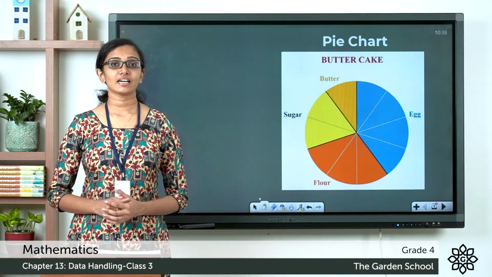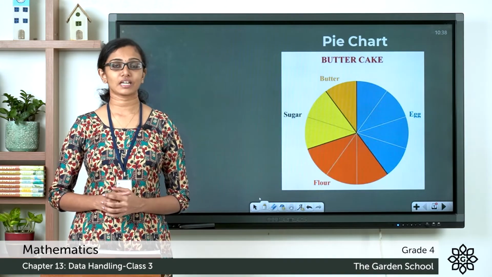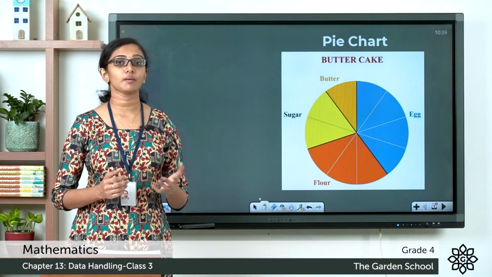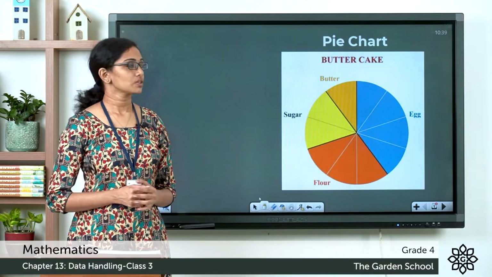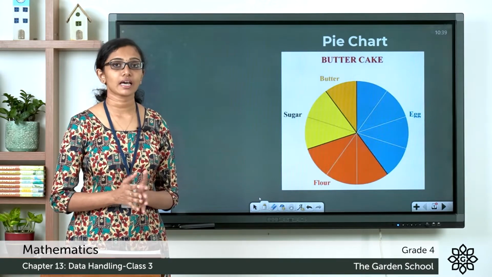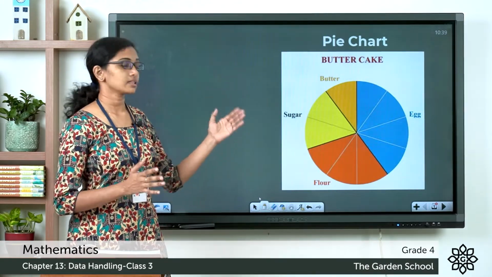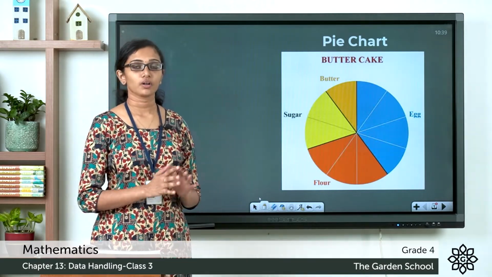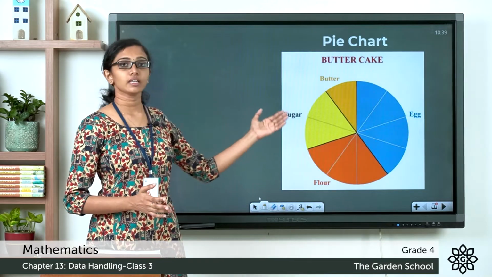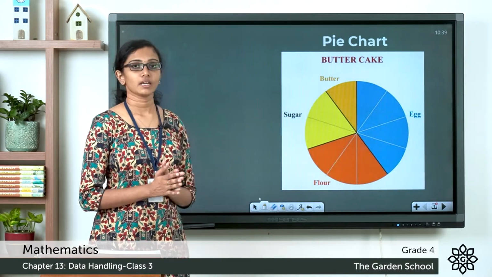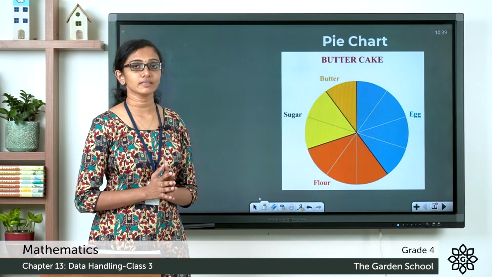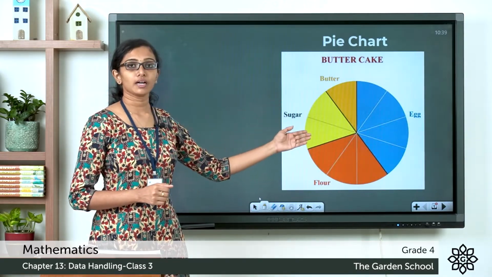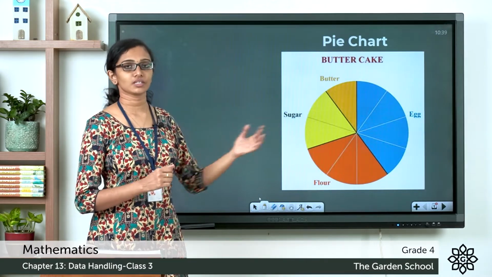So today, let's learn the next method of data representation. It's called a pie chart. So what you see here is an example of a pie chart. You can see in a pie chart, data is represented like the slices of a pie. In a pie chart, a whole pie or a whole circle is divided into slices or parts according to the number of data items that you are representing in it. And the slices or the parts of a pie chart are also called pie sectors.